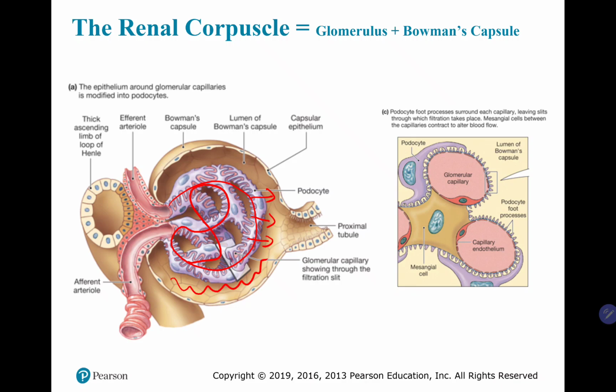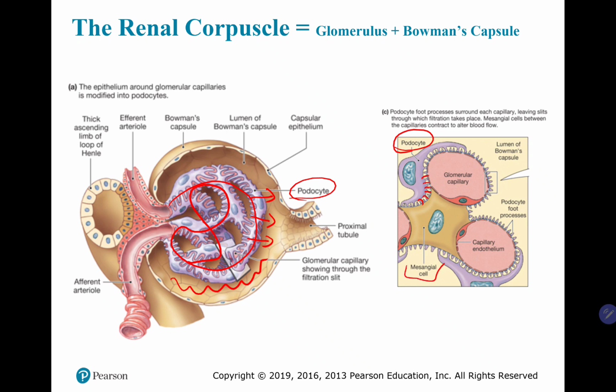And so when we look at what's covering this glomerulus capillary, and remember, capillaries are just the smallest of the blood vessels, right? You're going to have these podocytes. You can see these podocytes right here, and these foot processes. They're basically surrounding each of the capillaries, leaving slits through which filtration can actually take place.